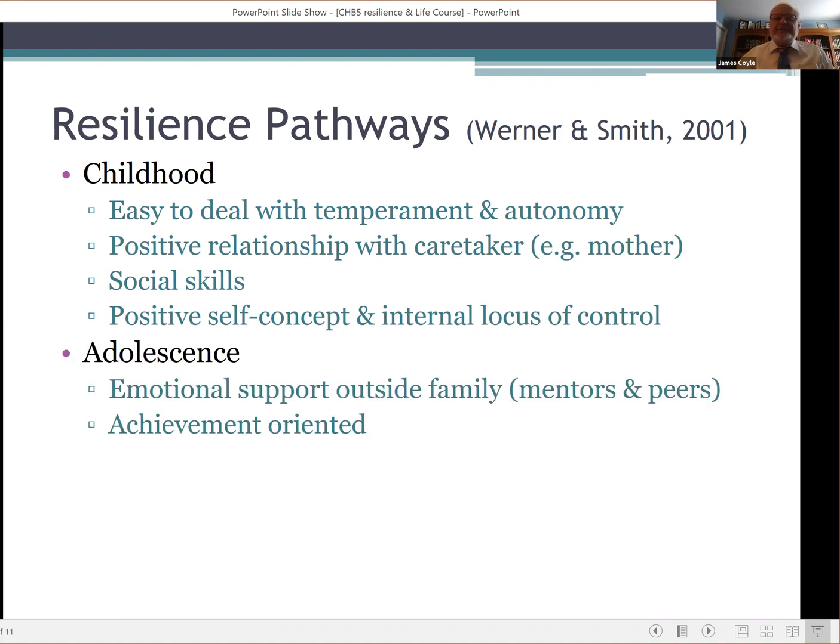Now, for adolescents, resilience pathways are often associated with emotional support outside the family, either from adult mentors or from peers. Having an achievement orientation in school can be really helpful.